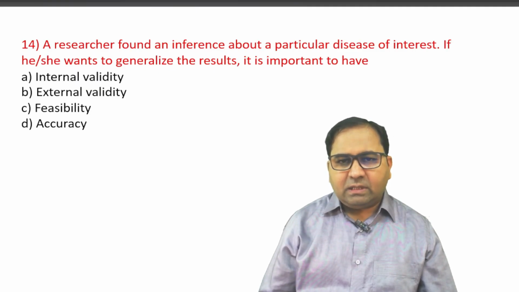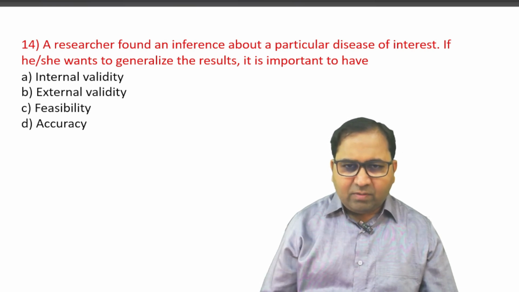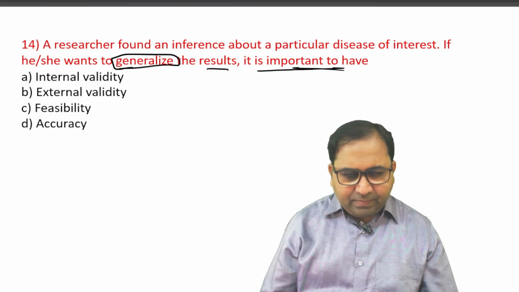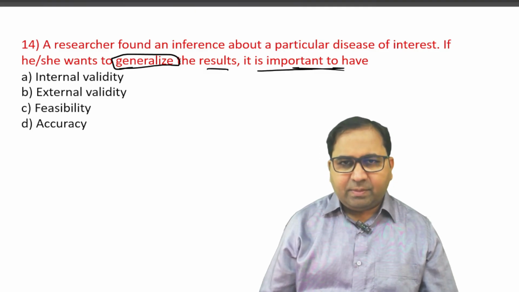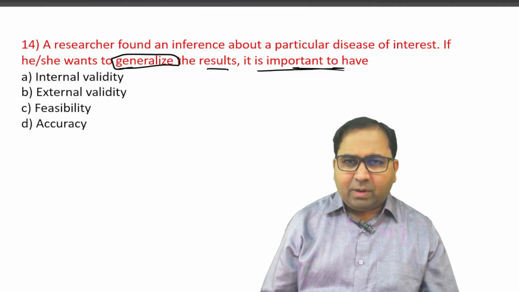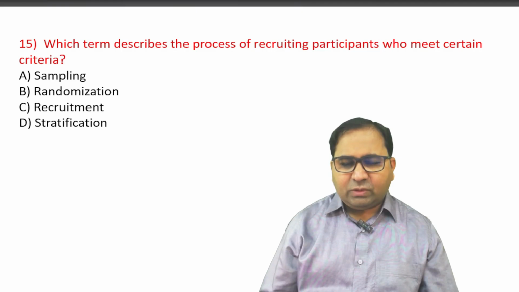Next question. A researcher found an inference about a particular disease of interest. If he or she wants to generalize the results, then it is important to have what? A. Internal validity, B. External validity, C. Feasibility, or D. Accuracy. I have mentioned previously that whenever you come across the word generalizable, generalizability, or generalized, and if in the options they give you the term external validity, then you take that answer into consideration.